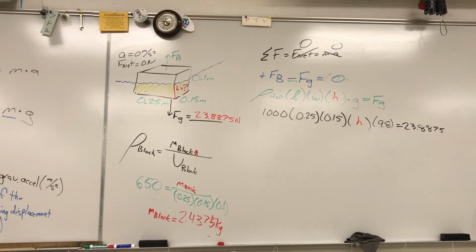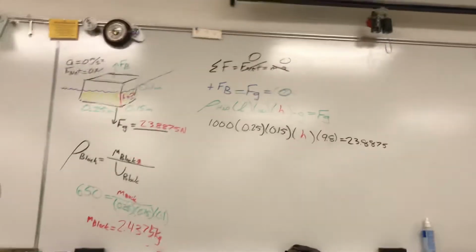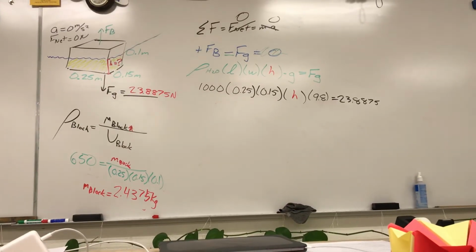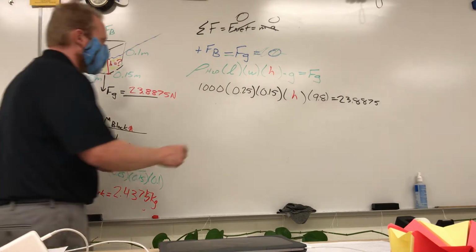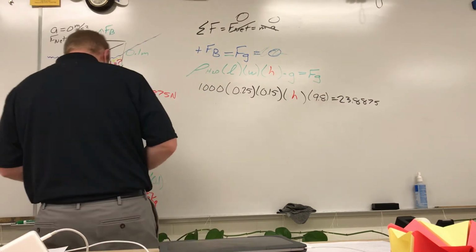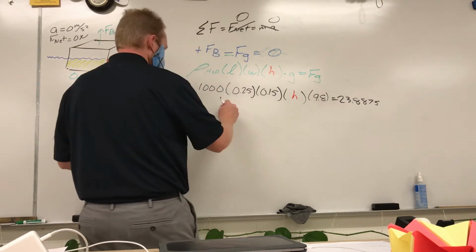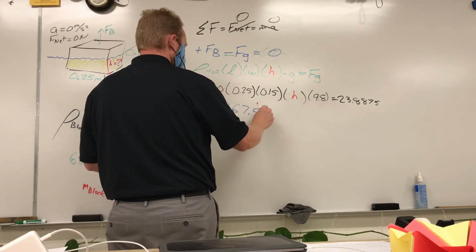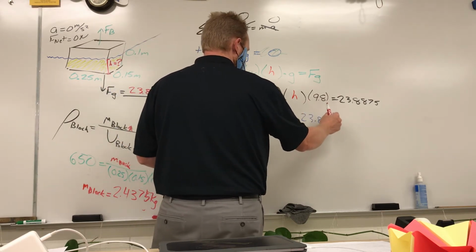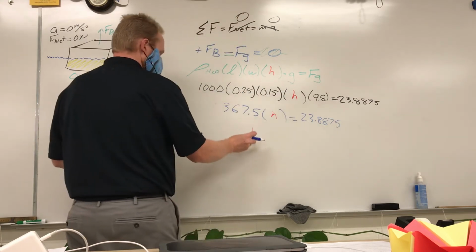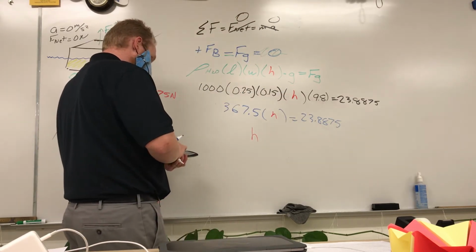So when we go through and do the algebra, we take 1,000 times 0.25 times 0.15 times 9.8, don't forget to multiply by 9.8, we get 367.5 times h, which is equal to 23.8875. Divide both sides by 367.5.